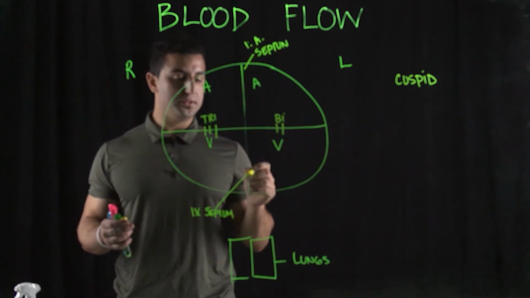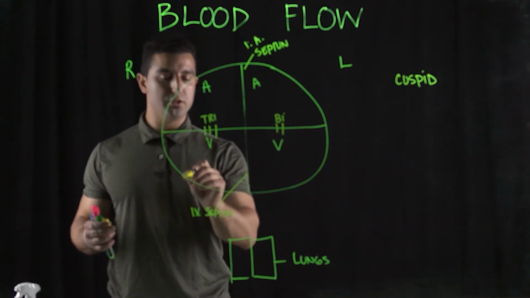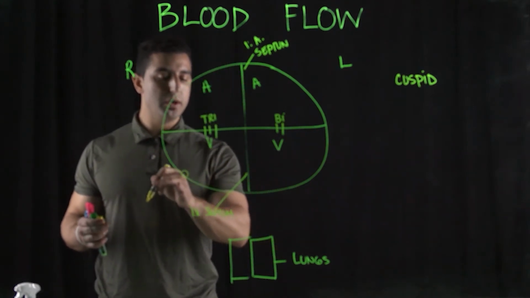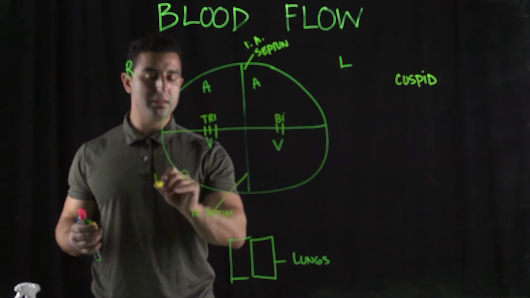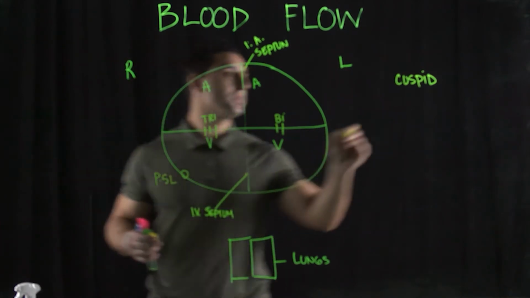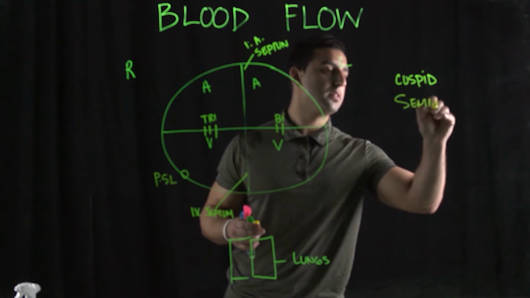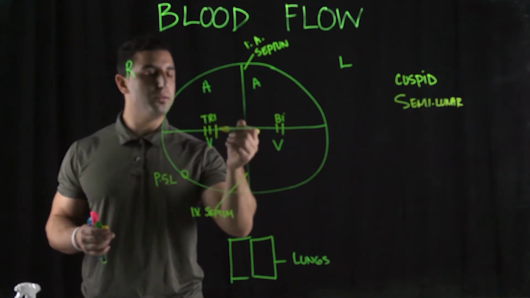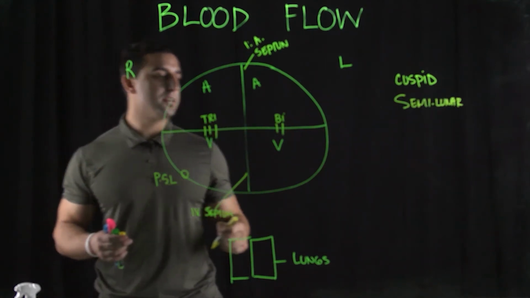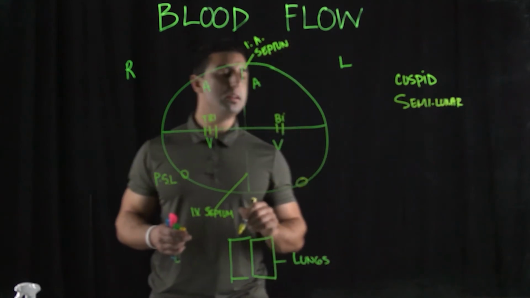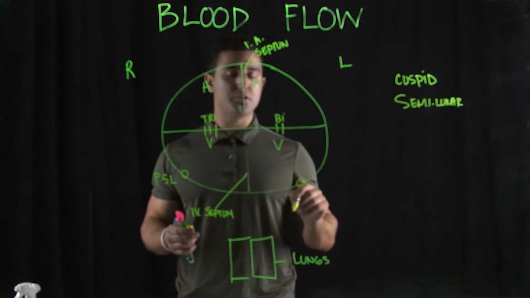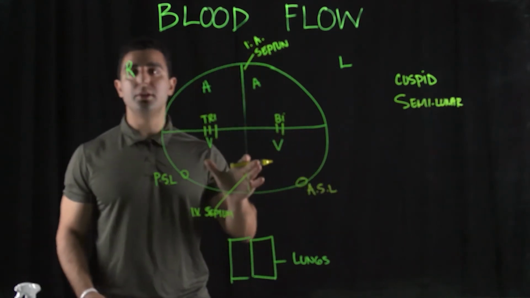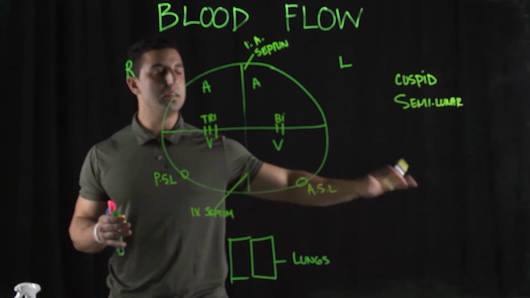Also, we have other valves that allow for the entrance of blood into the systemic and pulmonary circuits. Here on the right ventricle, you have the pulmonary semilunar valve. These are called semilunar valves. This allows the blood to flow from the heart to the pulmonary circuit. Vice versa, the left ventricle has a structure called the aortic semilunar valve that allows blood to transfer into the systemic circuit.